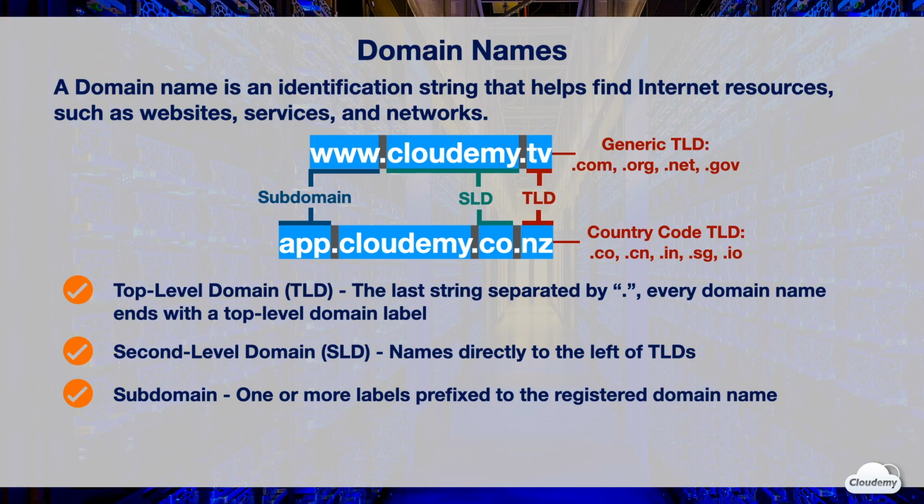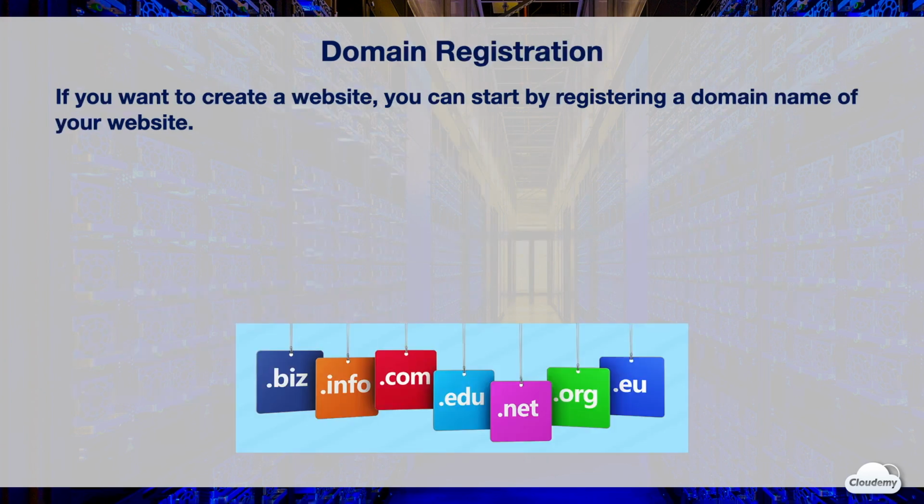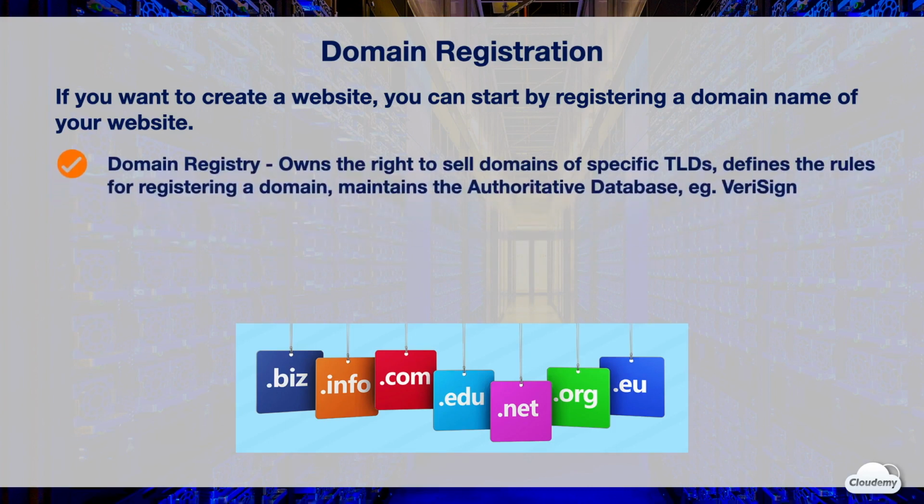You can also create subdomains of a subdomain by creating a hosted zone for the higher-level subdomain, and adding records for lower-level subdomains. If you want to create a website or application, you can start by registering a domain name of your website. Domain registry is a company that owns the right to sell domains of specific TLDs. For example, VeriSign is the registry that owns the right to sell .com domains.